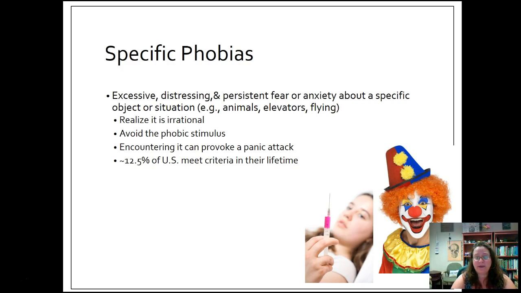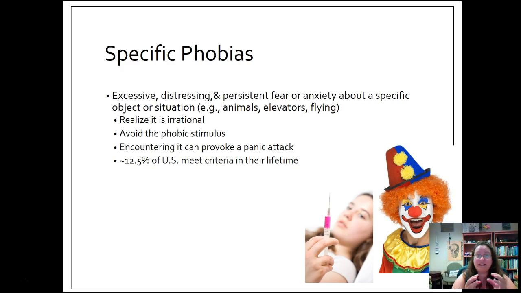So some of these are phobias. With a specific phobia, we're typically afraid of one kind of thing, one object, one behavior. So things like certain animals, getting a shot, afraid of clowns, afraid of flying. People with a phobia realize it's irrational, and they try to avoid that stimulus.